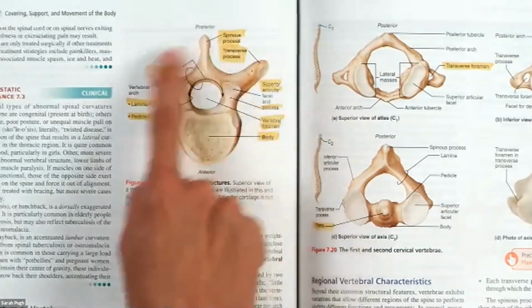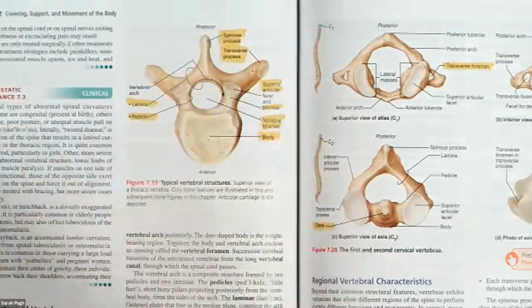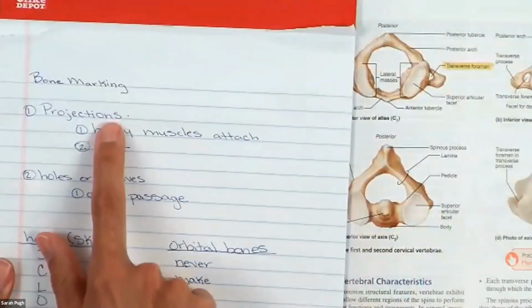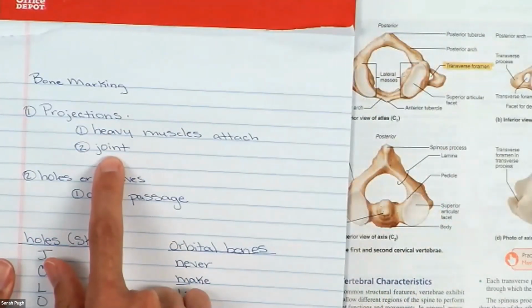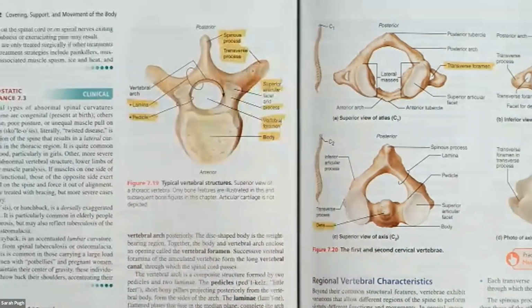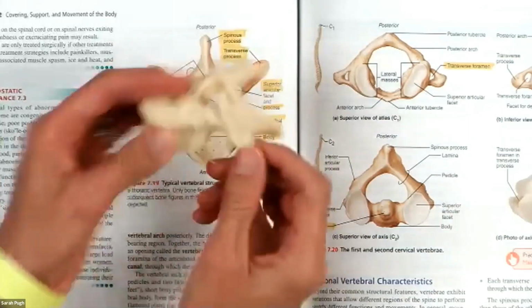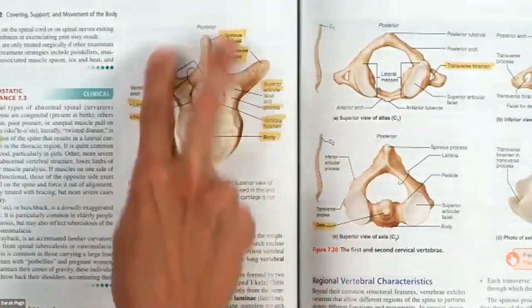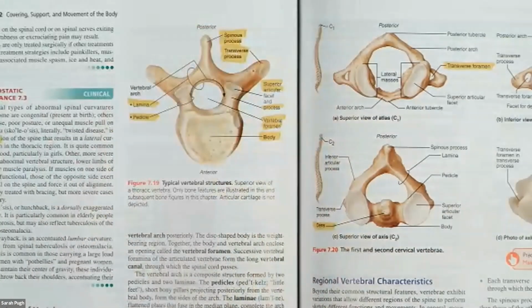Remember, you have a process, big projections, there because heavy muscles attach or you're forming a joint. These are not connecting to any other bone, right? These are sticking off the back of your body. So these are there for big, heavy muscles to attach. These are your back muscles. A lot of times are connecting here.